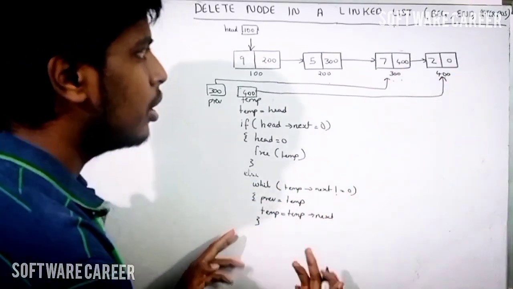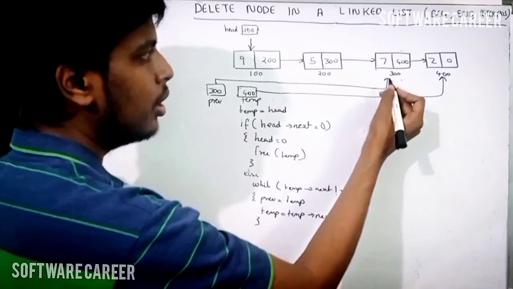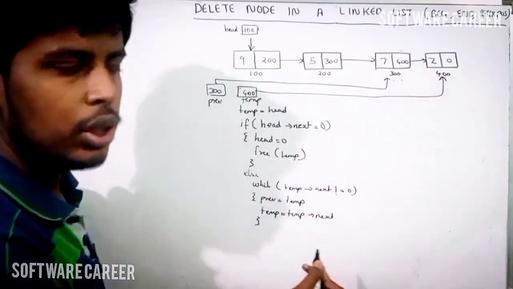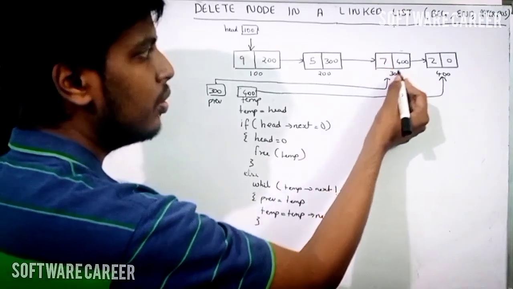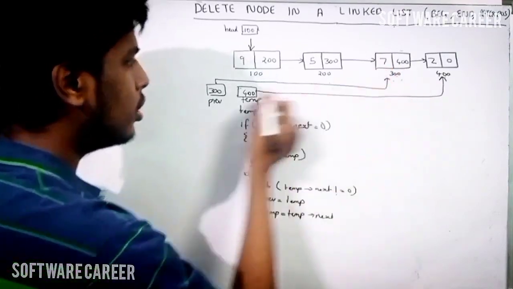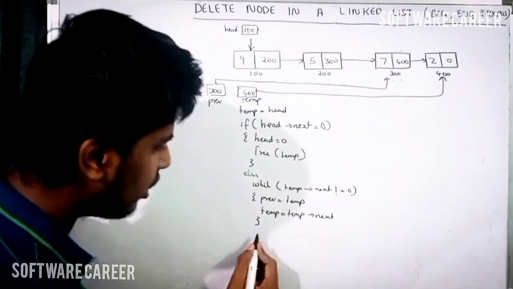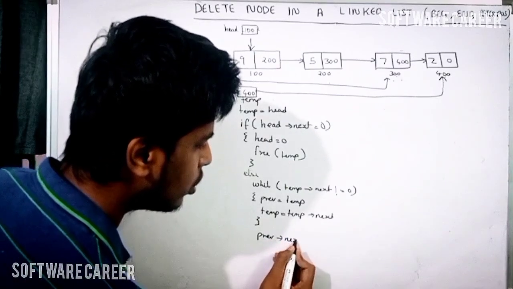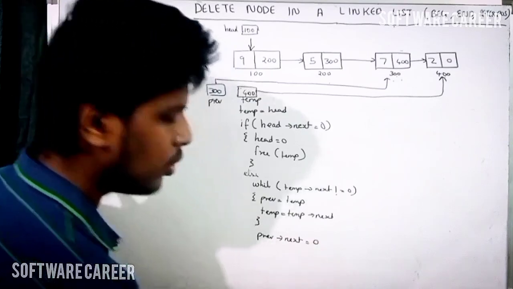So stop here. Now see, now what change you should make? In this pointer I should store 0 to cancel this link. So how to access this node? This 300 is stored in previous pointer. So I am writing previous next equals to 0.